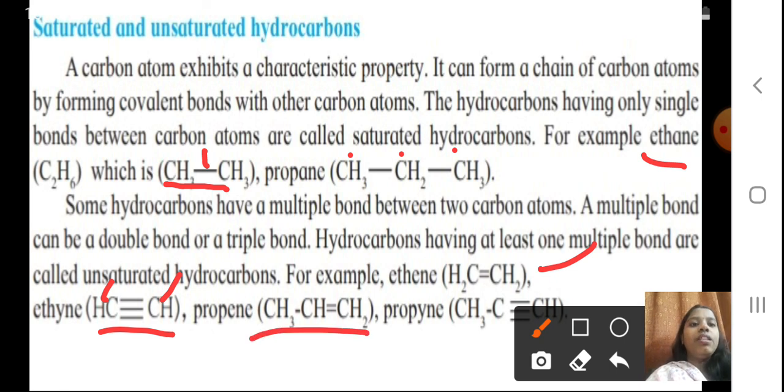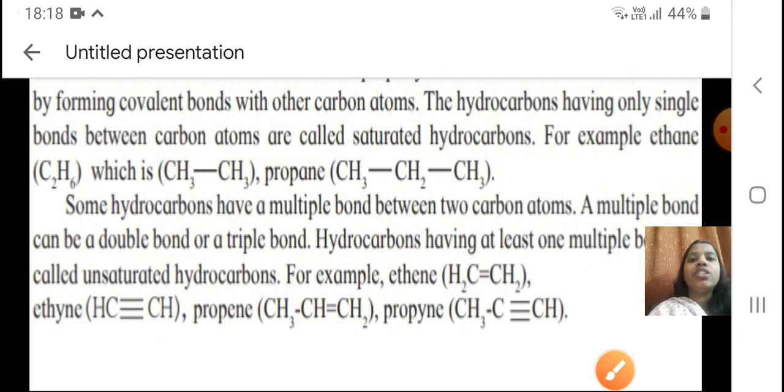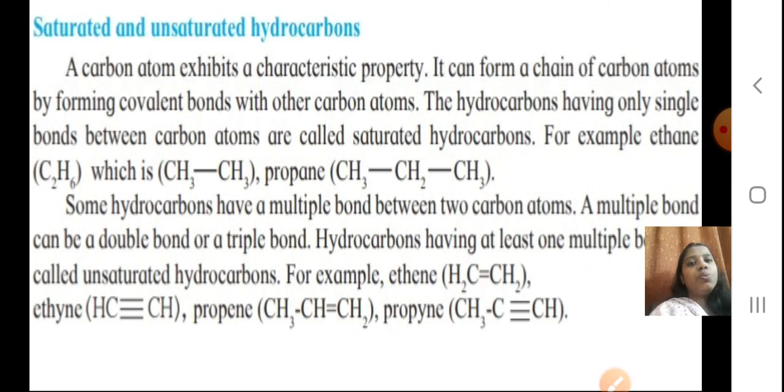Like that you can have propene. As I told you, propane means 3 carbons, so propane will change to propene when there is a double bond, and when there is a triple bond it will become propyne. See here, they have shown you propyne also, CH3-C≡CH. With one of the carbon atoms, it has formed 3 covalent bonds. So I hope you understood what is saturated: 2 carbon atoms with a single covalent bond. Unsaturated means 2 carbon atoms can have double bonds or triple bonds. I hope till here it's clear to you.